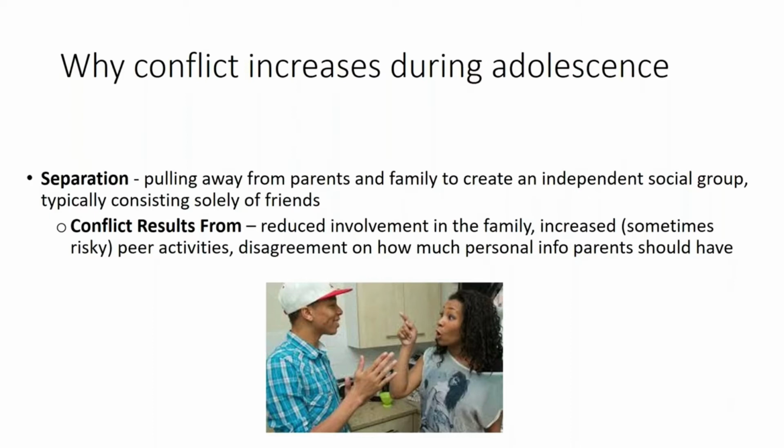And this separation can really lead to conflict over the teens having a reduced involvement in the family, as well as an often increase of peer activities, which can sometimes include risky behaviors or behaviors that parents aren't comfortable with, as well as conflict over how much personal information parents should have the right to know. For example, parents and teens often disagree with regard to the amount of access parents should have for things like social media accounts, text, emails, video game chats, and this is definitely something I anticipate people will have questions about.